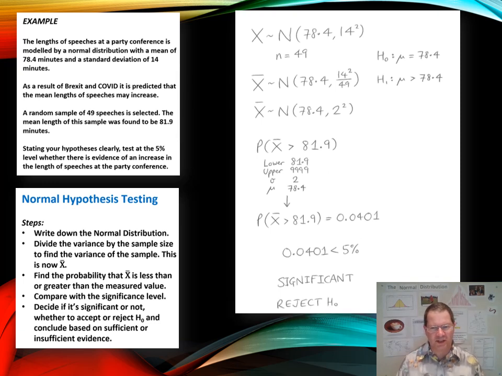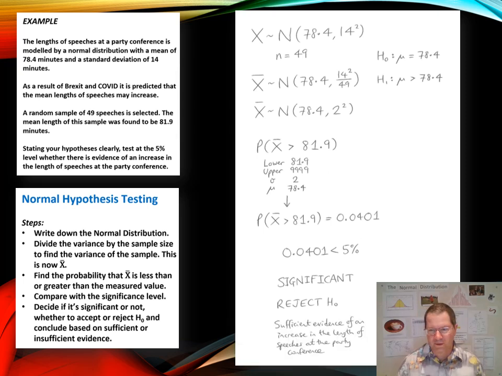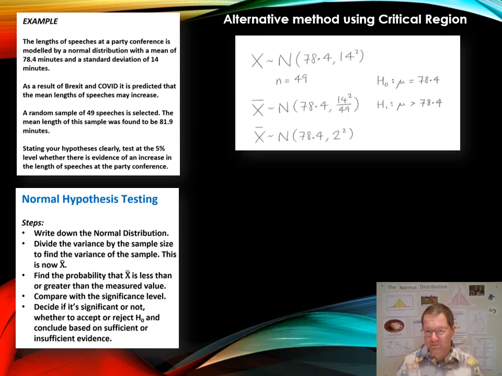When a result is significant, that means that we reject H0. Our null hypothesis has been proven or suggested to be incorrect. So that means that we can write the statement that there is sufficient evidence of an increase in the length of speeches at the party conference.